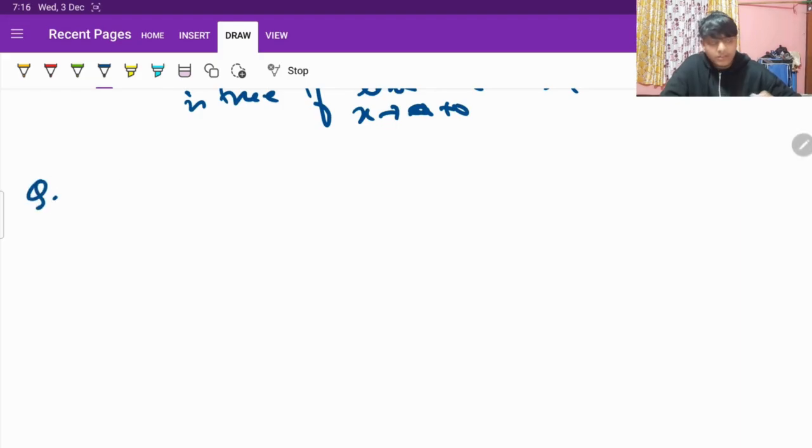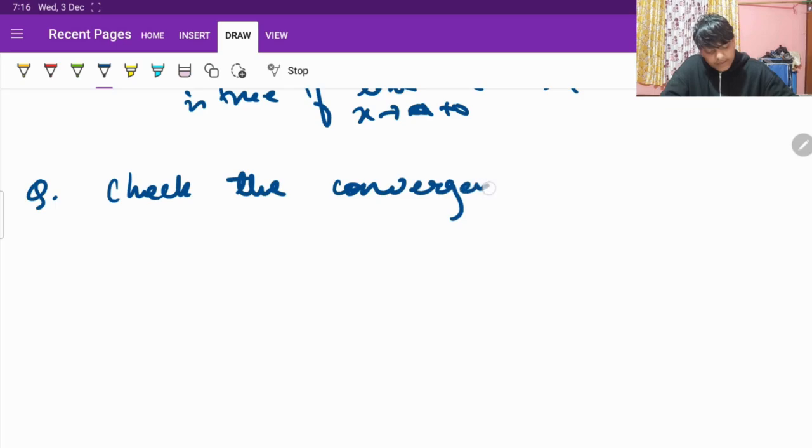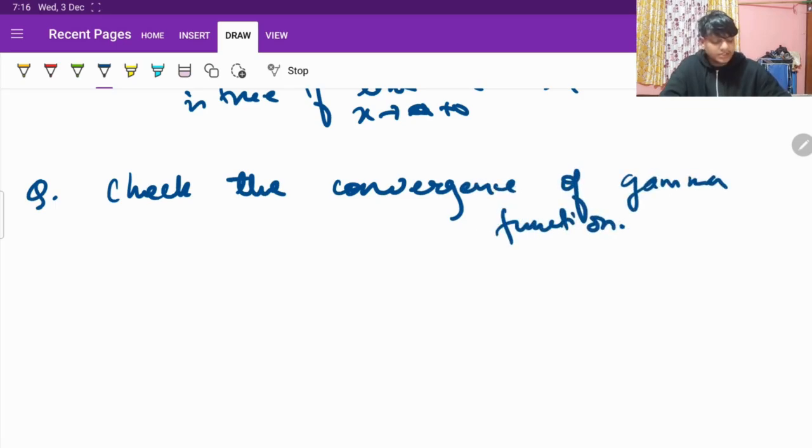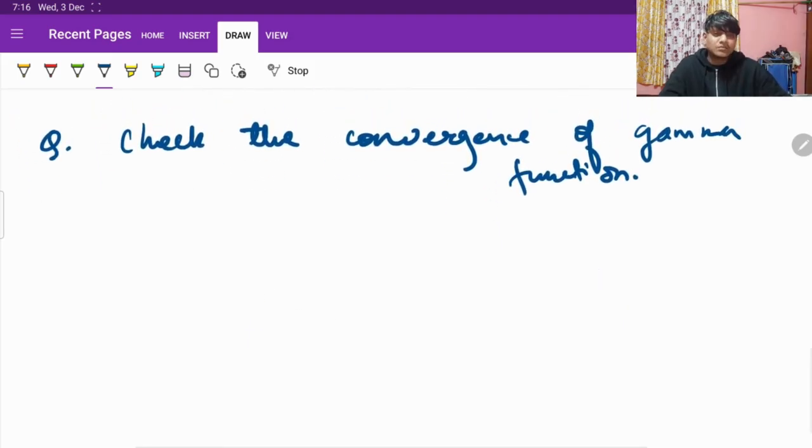The question is, we'll check the convergence of the gamma function. This question is asked in this way only, and it is the most asked question in your end semester examination. So we know the solution. We know what gamma of n is.